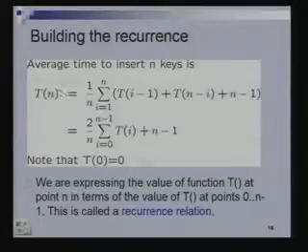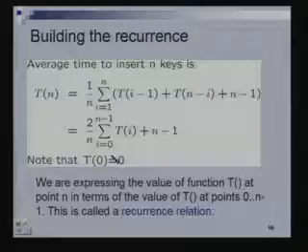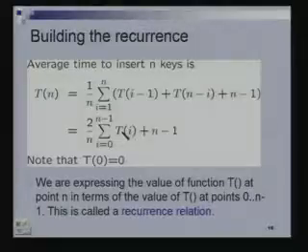Such a thing is called a recurrence relation. This is a function T, which is a function of n. We are expressing the value of this function at point n in terms of its value at previous points. So I can use this relation to compute T of 0, T of 1, T of 2 and so on. T of 0 is 0. So what is T of 1? T of 1 equals 2 over 1 times T of 0. T of 0 is 0, so this term goes away.